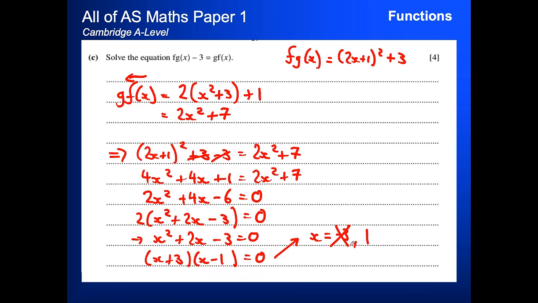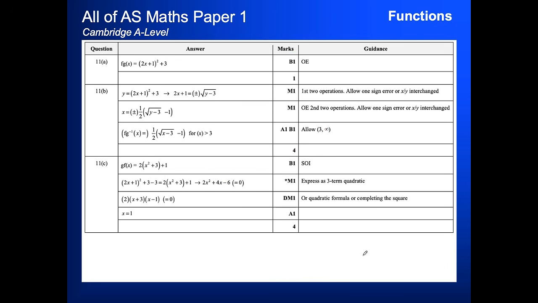This is a not acceptable solution. So our only answer here is the positive one, which is x is equal to 1. So just be very careful about working with the domain and range of functions at the end to make sure you've got the correct solution. Right, so you can have a look through the mark scheme so you can check everything there and making sure you get that accuracy mark at the end, just putting down x is equal to 1.